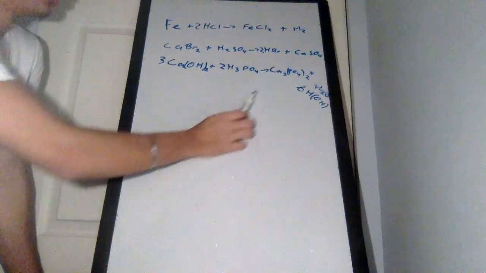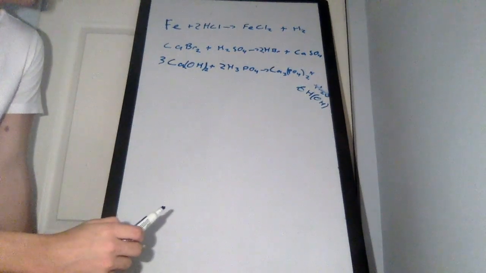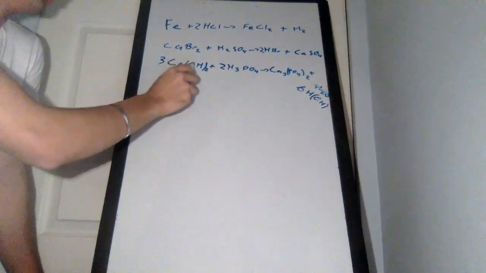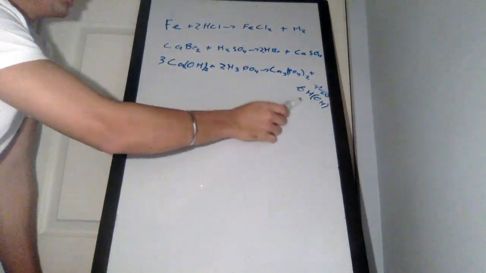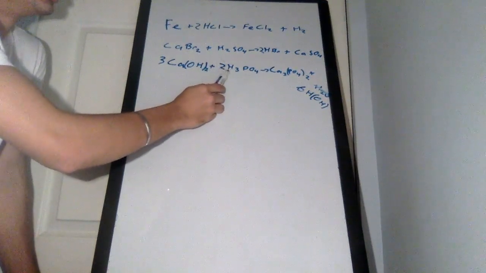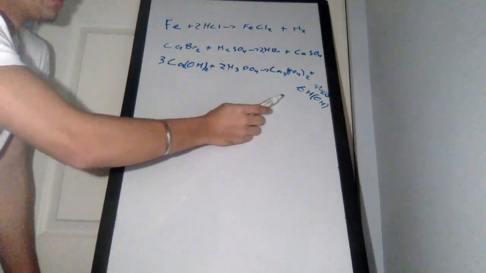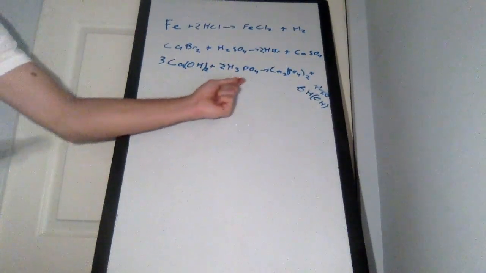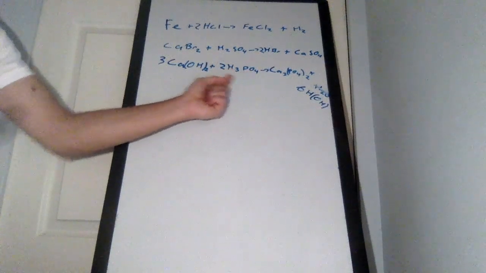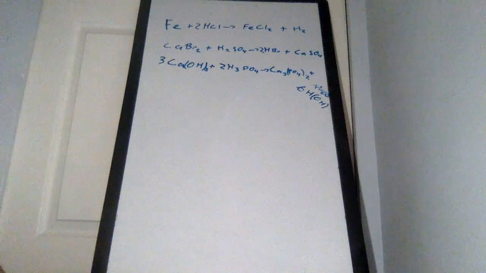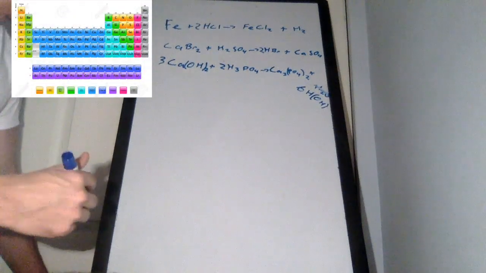3 Cas, 6 OHs, 3 times 2 is 6. 6 OHs. 6 H's, 2 times 3, 6. 6 H's. 2 PO4s. And 2 PO4s. So now we've got one more example here.